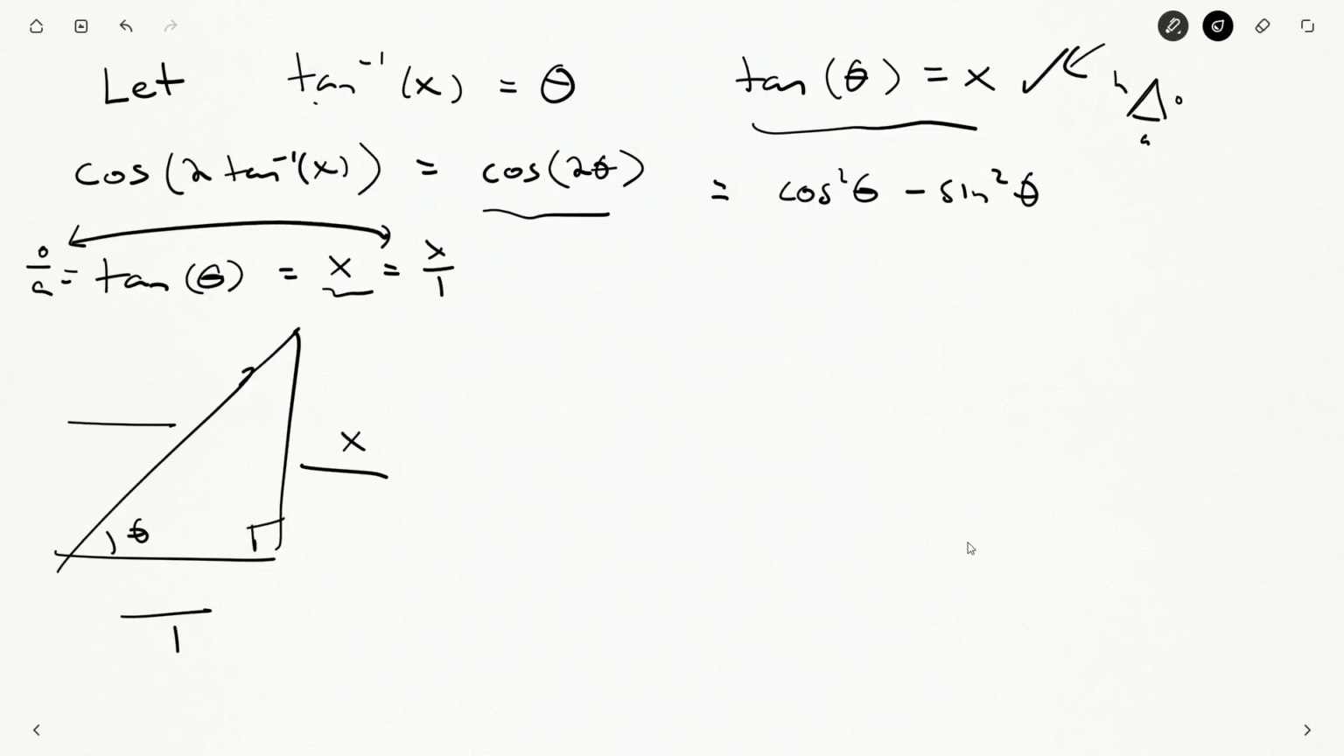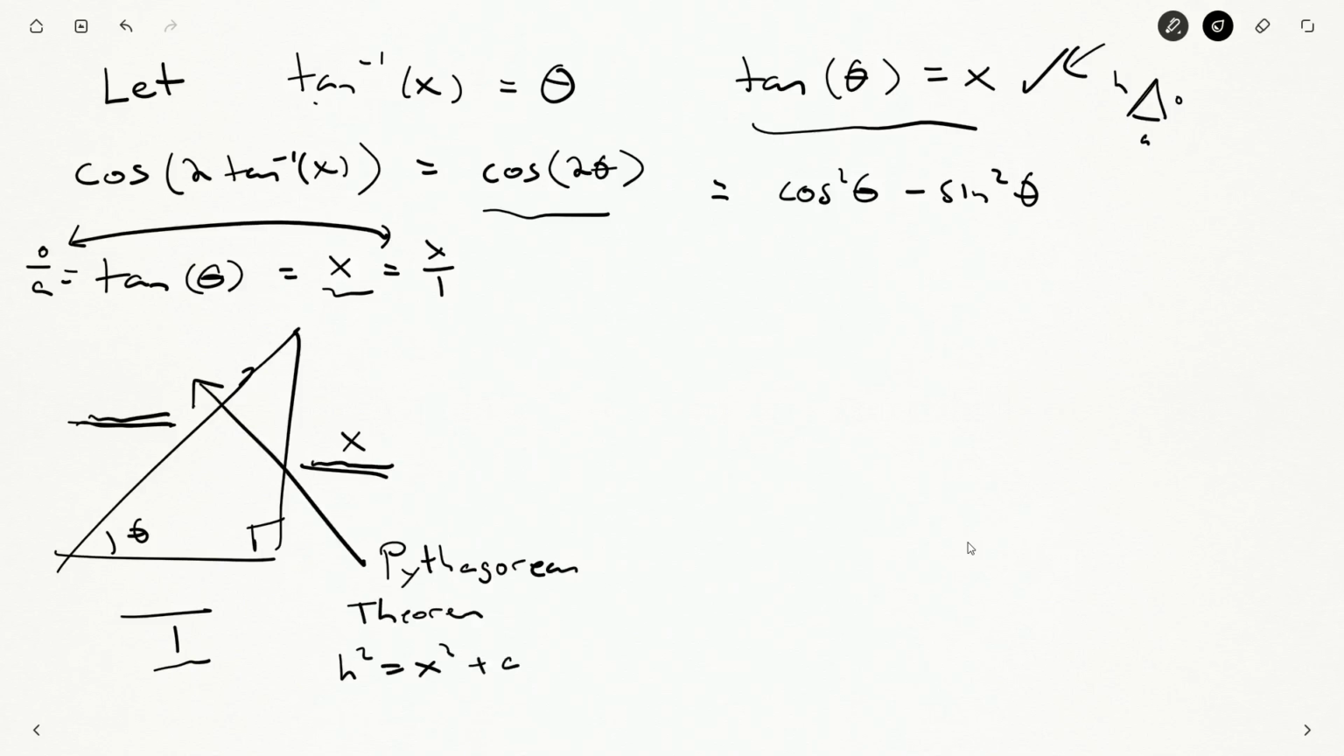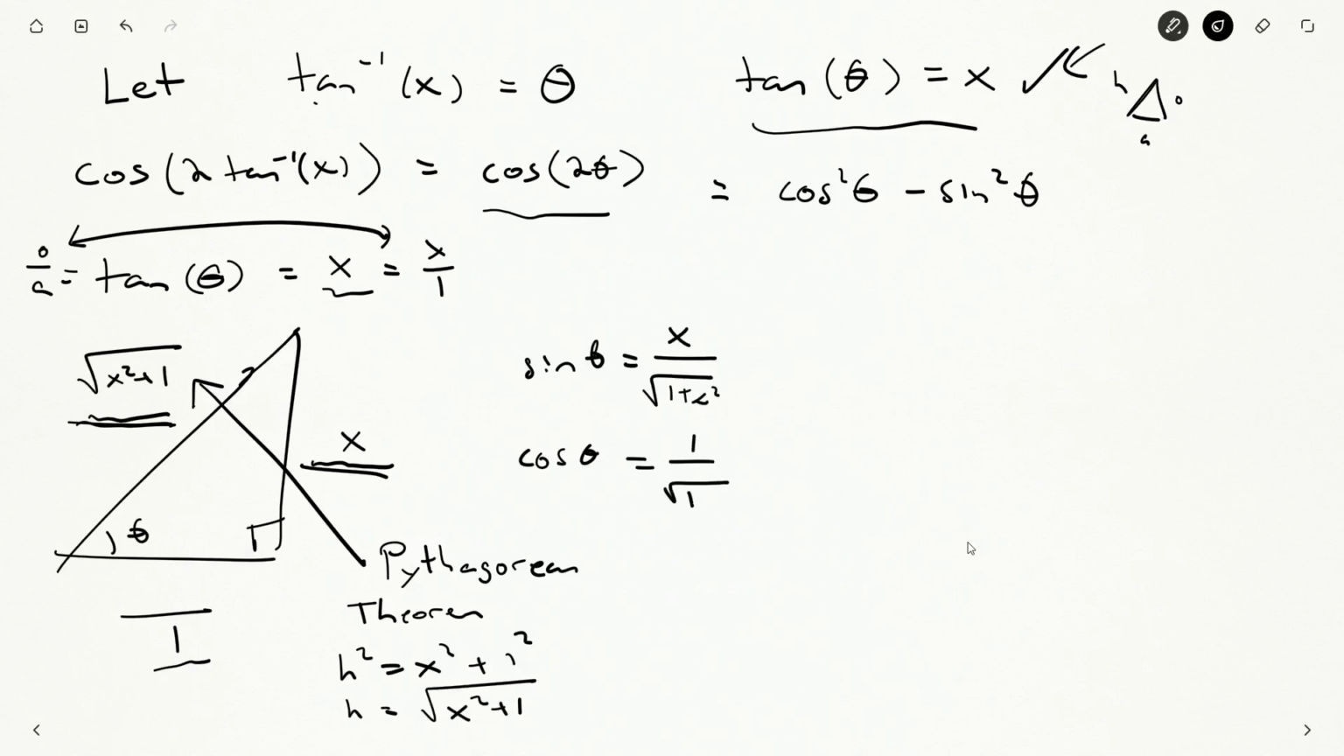Now, what else can I do? Well, I want cos and sine. Cos is adjacent over hypotenuse, and sine is opposite over hypotenuse. So to calculate either of those, I really should have my hypotenuse value. To get that, I'll just use the Pythagorean theorem. It says my hypotenuse squared is my opposite squared plus my adjacent squared. Rearranging, my hypotenuse is the square root of x squared plus 1. So now this triangle tells me sine theta is opposite over hypotenuse, and cosine is adjacent over hypotenuse.